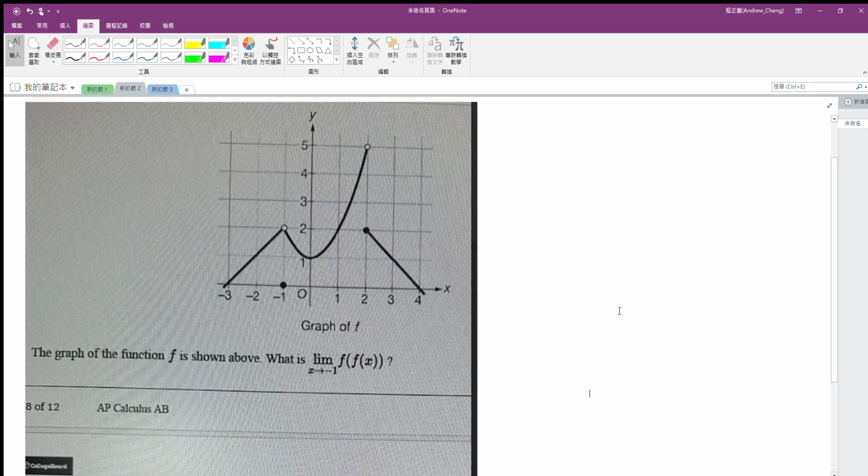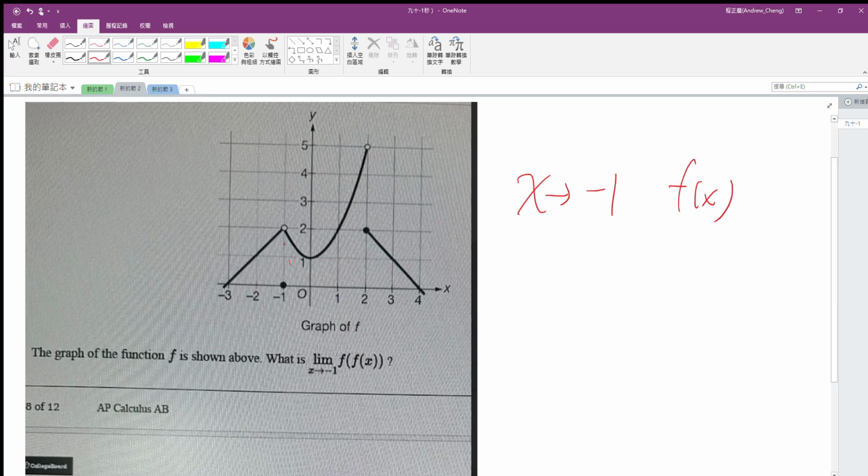Okay, I want to explain some questions in your workbook that I didn't mention in my class. First, look at this question. The graph of the function f is shown above. What is the limit when x approaches -1 of f of x? First we have to look at what happens when x approaches -1. Maybe I'll just write: when x approaches -1, what happens to f of x?